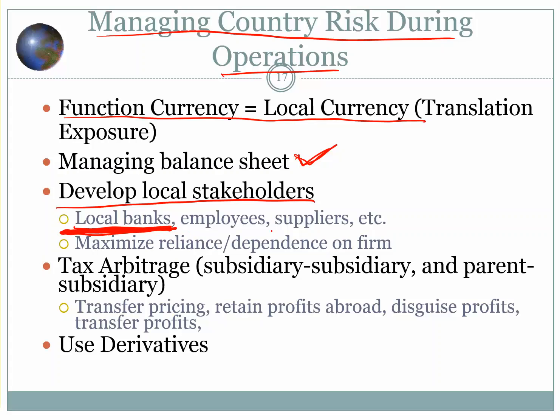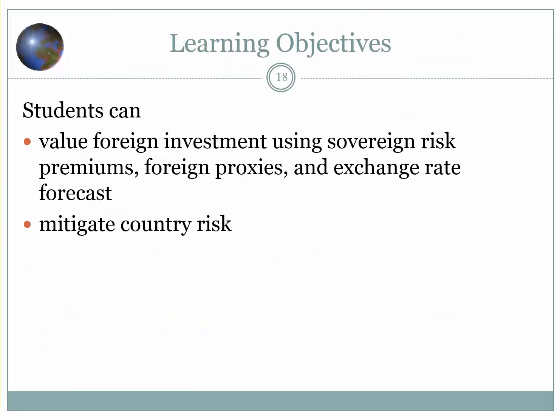Also, you have local suppliers, so if things start looking bad, you can go back to the government and say, hey, our suppliers are Brazilian. If you shut us down, you're going to hurt your own people. You can also do tax arbitrage, ways of trying to minimize taxes, and you can also use derivatives. So in this topic, we looked at how to deal with foreign investments in the capital budgeting process and how to mitigate country risk.